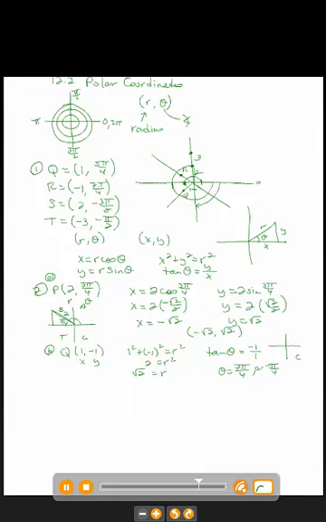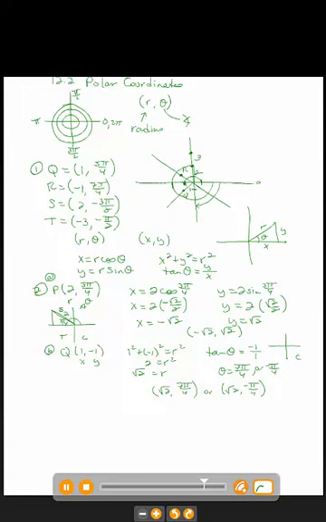Now, remember, there's infinitely many ways of writing this. I didn't have to write it like this, but I could write it as square root of 2 comma 7 pi over 4. Or I could call it square root of 2 comma negative pi over 4. Or I could keep on going. I could wrap around twice and call it 15 pi over 4. That would also work. So it just keeps on going.